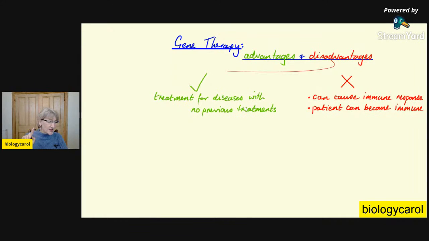Oh, I've just spotted a question. Do we need to know some examples of autosomal and X-linked diseases? No, you don't need to know particular examples. It's certainly not for AQA and OCR.